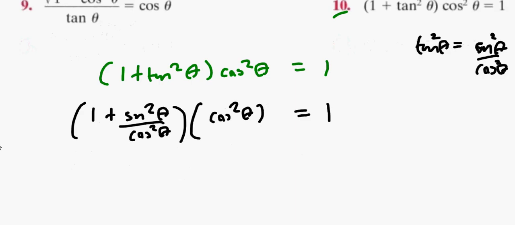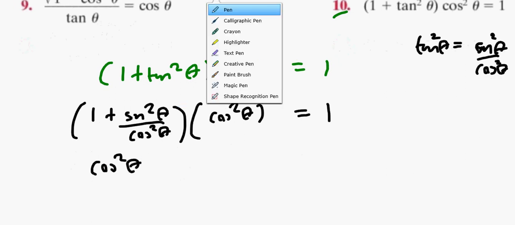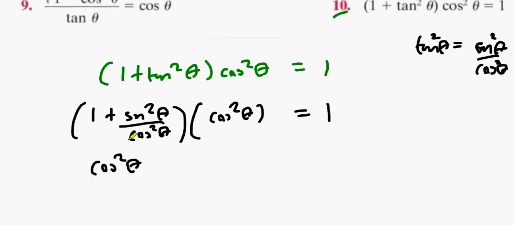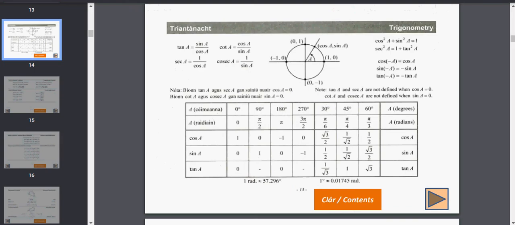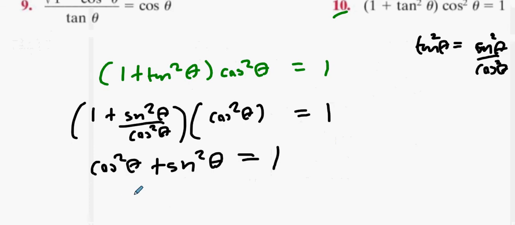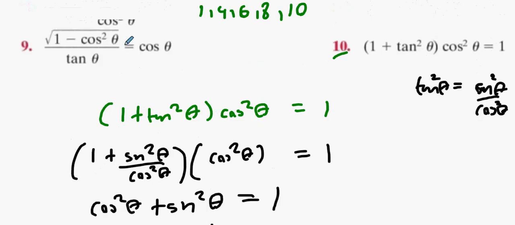1 times cos squared theta is cos squared theta. And then when I multiply sine squared theta over cos squared theta by cos squared theta, the cos squared theta cancel off and just leave the sine squared theta. And then we just get that general proof, and it's on page 14 of your notes. It's going to be 1 equals 1. That's easy enough as well. So that's 4, 6, 8.